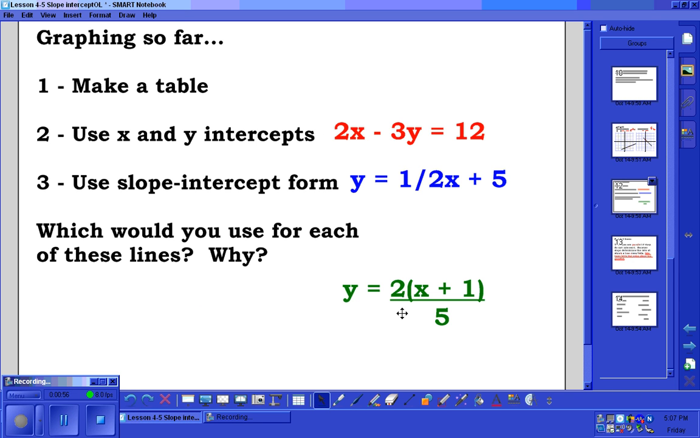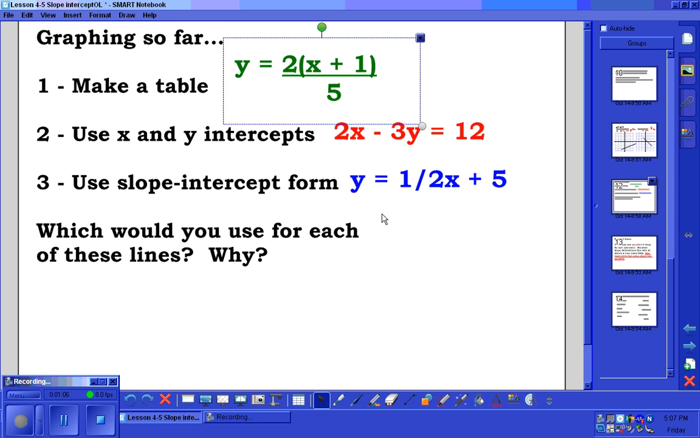Taking a look at this third line, you'll notice it's not in standard form. Wouldn't be real easy to get x and y by themselves. Y is by itself, but not x. So really on something like this, since it's in function form, that'd be a great place just to make an x, y table.